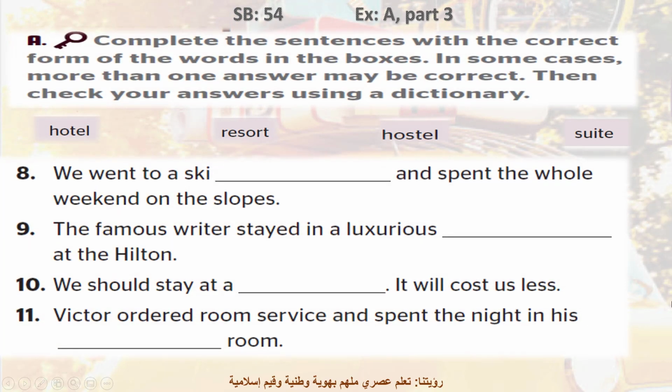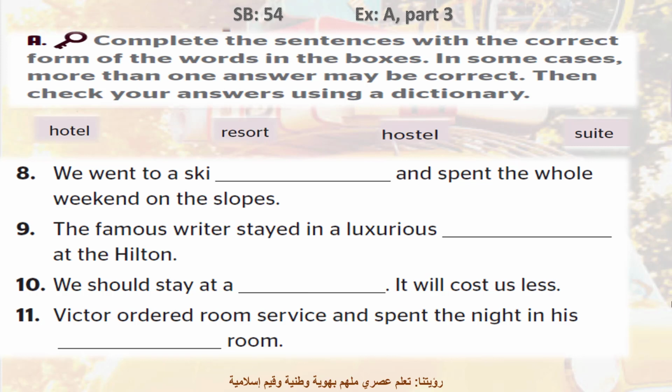Exercise A, Part 3. In Part 3, we have 4 words: hotel, resort, hostel, and suite. Pause the video, do the exercise, and then play the video again to check your answers.